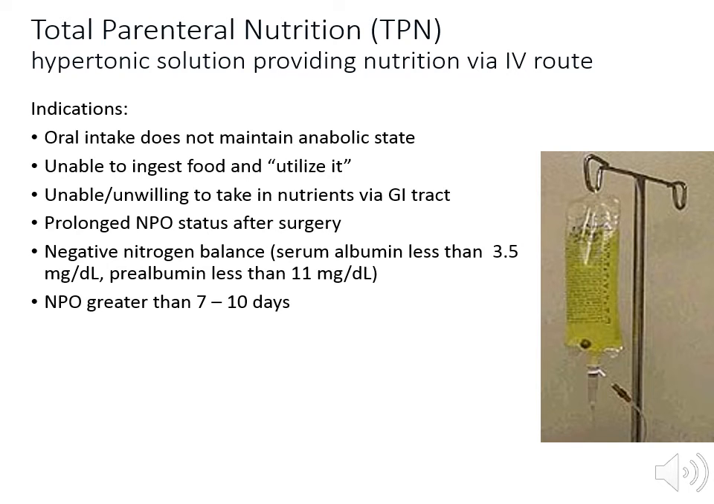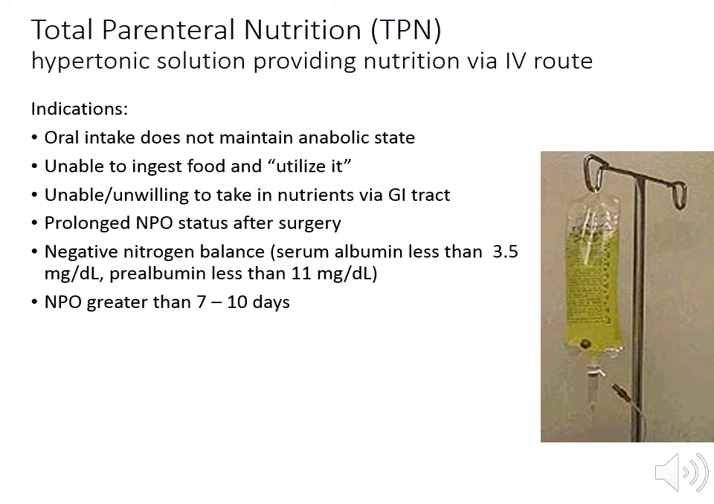They're unable to ingest food. For example, paralytic ileus prevents food from moving through the GI tract. Crohn's disease prevents absorption of nutrients. The patient is unable or unwilling to take nutrients via the GI tract. Anorexia nervosa, post-op client who does not feel like eating. The GI tract must heal if following a GI surgery.